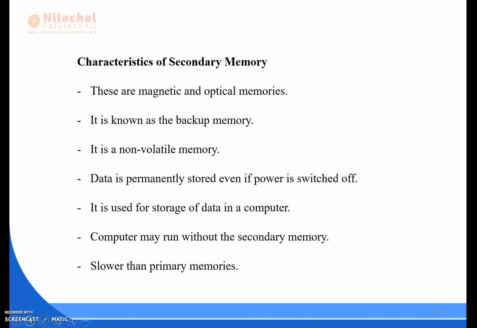Next we will be seeing the characteristic features of secondary memory. The main memory and primary memory were semiconductors, but these are magnetic and optical memories. It is known as the backup memory. It is a non-volatile memory. Data is permanently stored even if the power is switched off. It is used to store the data in a computer. The computer may run without the secondary memory also. It is slower than the primary memory.